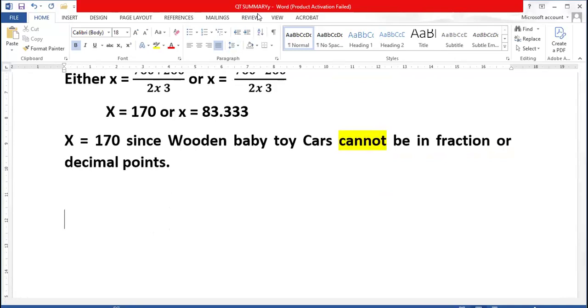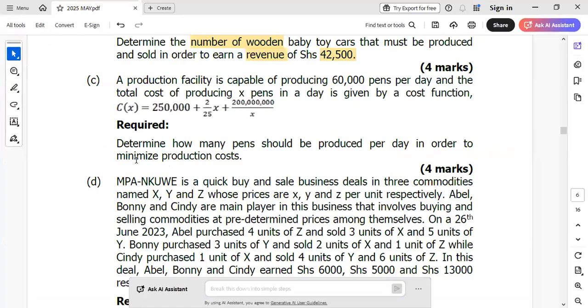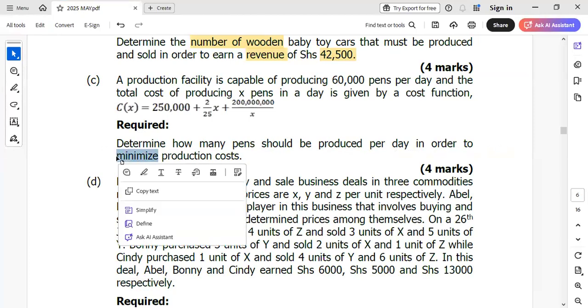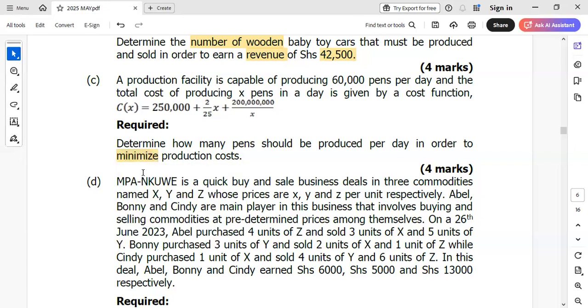Okay, where are we? We are told part C: determine how many pens should be produced per day in order to meet. You see the language, in order to do what? To minimize. In your mind, immediately think about the first derivative. At minimum point, the first derivative is always equal to what? To 0. At least think about that. Determine how many pens should be produced per day in order to minimize production costs.